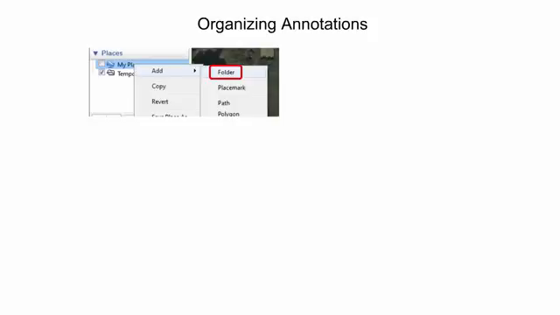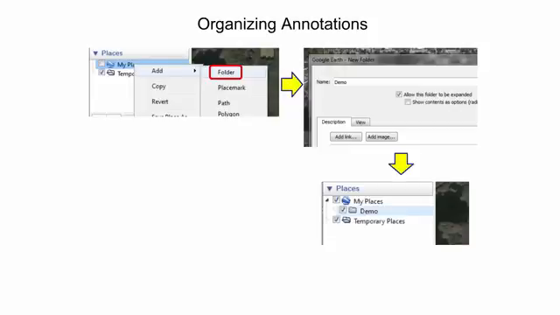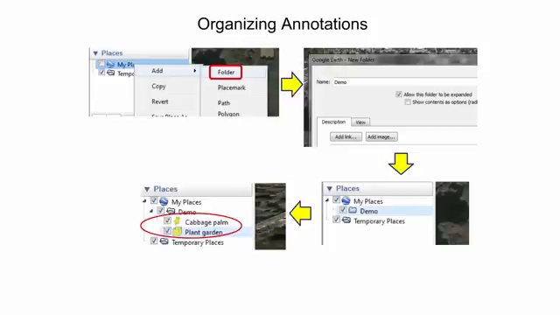Created annotations will be added to the Places panel. If several annotations are added in one project, it is convenient to organize them in folders. To create a folder, right-click an existing folder in the Places panel. This opens a new folder dialog box. Next, type in the name of the new folder in the dialog box, such as Demo in this example. The new folder is then added to the Places panel. After this step, new placemarks, paths, and polygons can be directly created within this folder, or existing annotations can be selected and dragged into the folder to organize the Google Earth project.